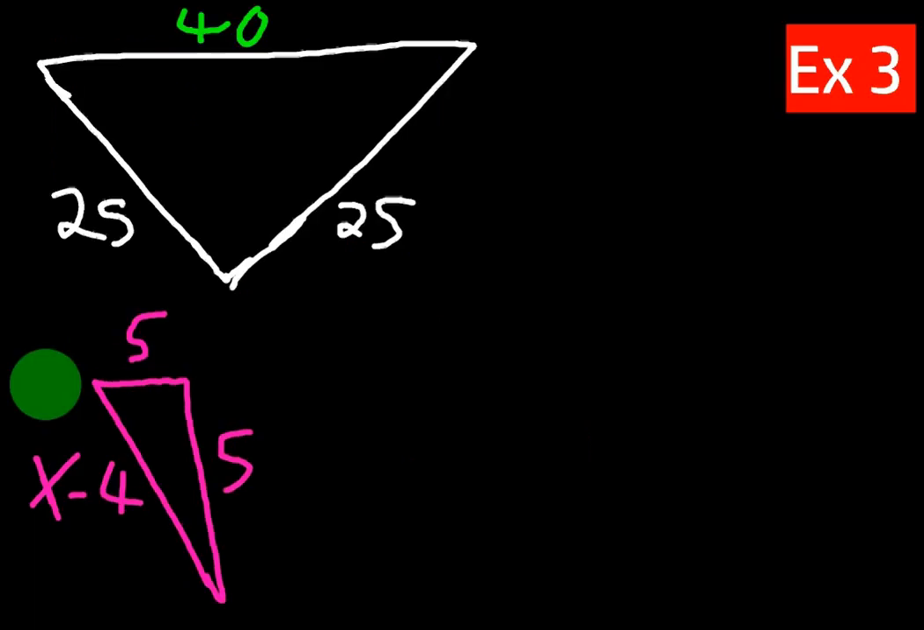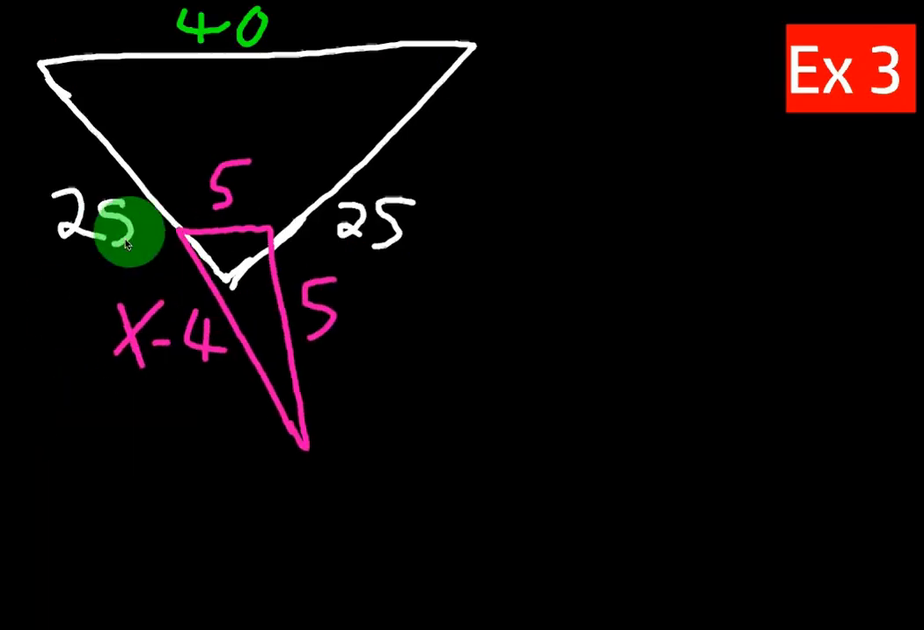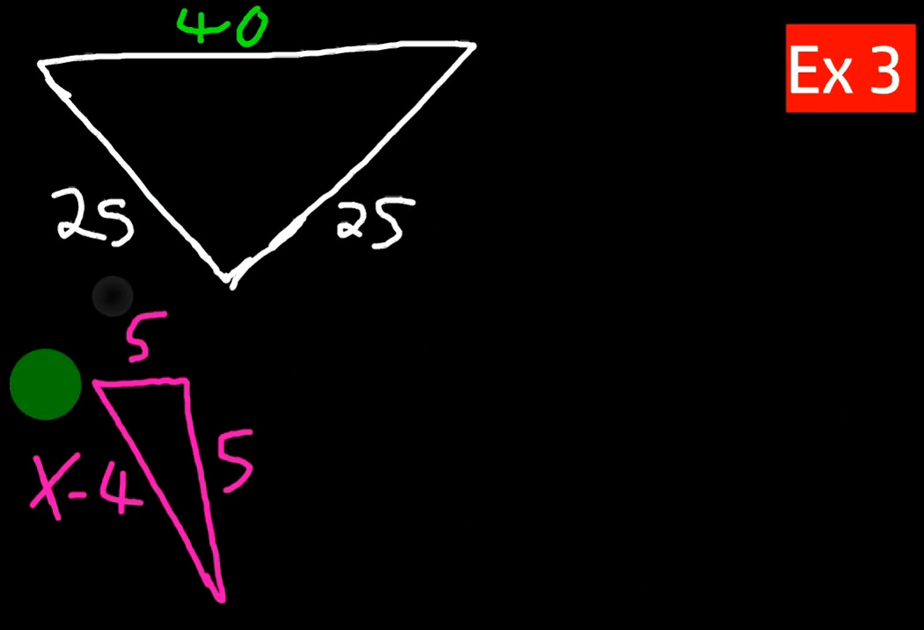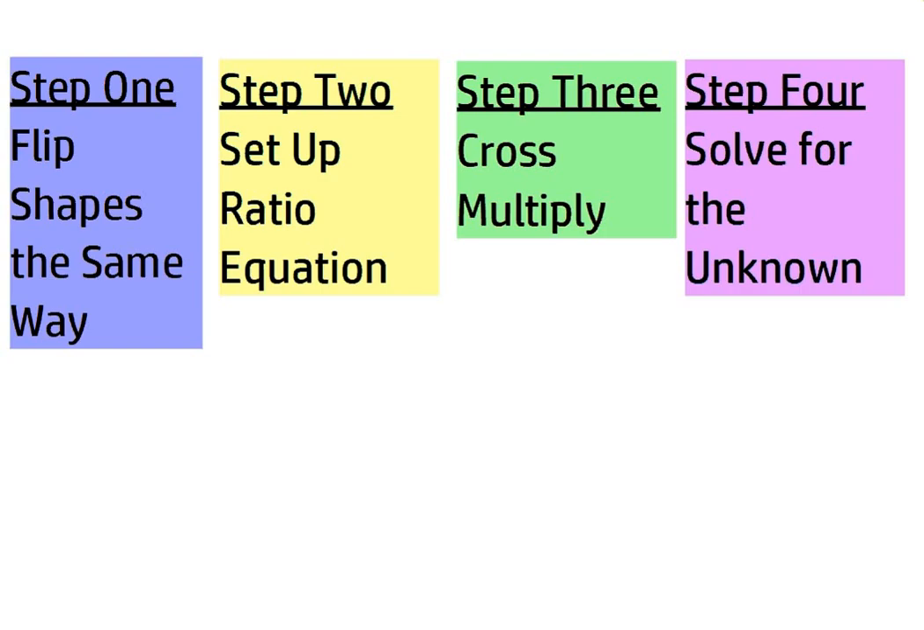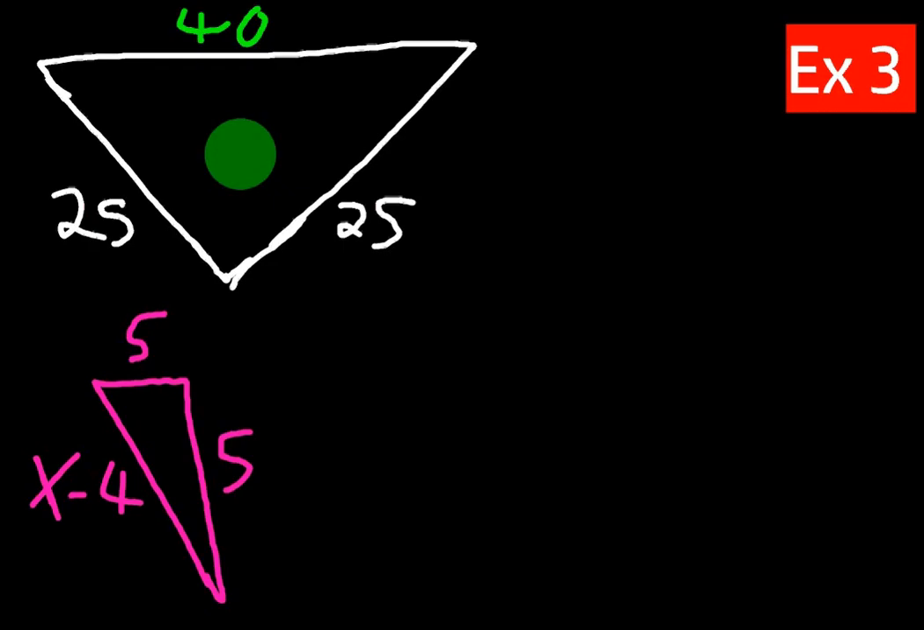Let me talk about why this one is different, example 3. It's different because this is x minus 4. It's not just x. Now, it won't really matter. It's just simple algebra when we solve it. Okay, but it is a little bit different. So we need to flip the bottom for example 3 for step one. That's why I chose this one, because this one's also a little bit tricky to flip.